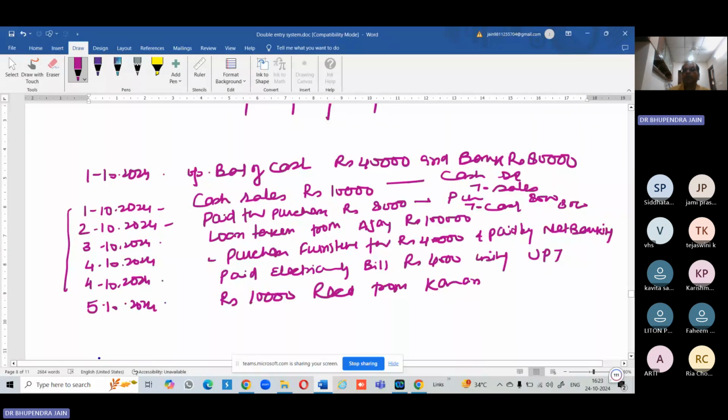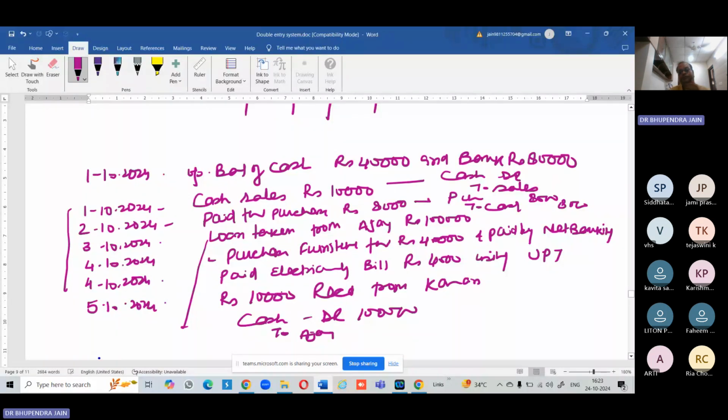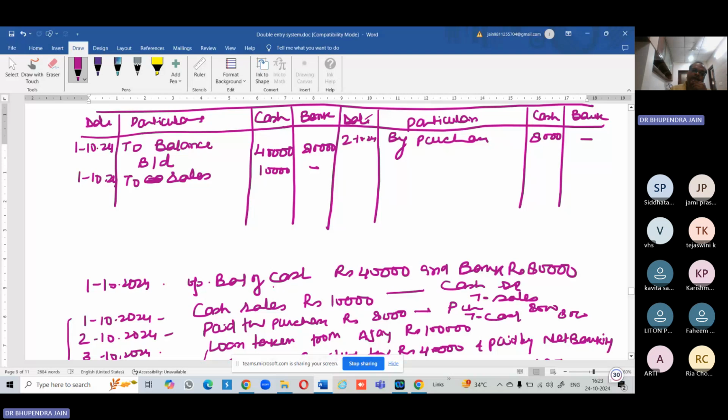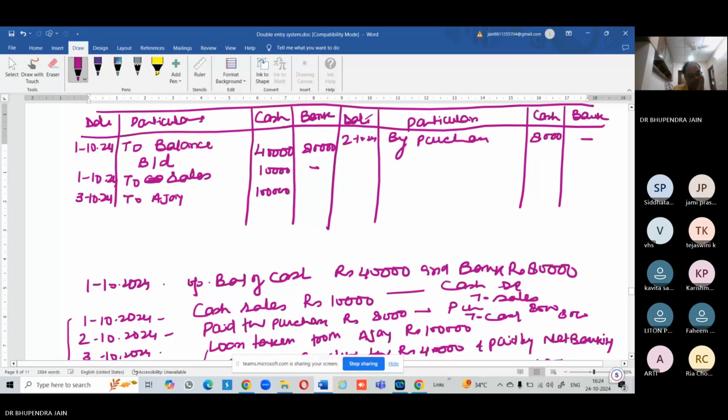Loan taken from Ajay for rupees 1 lakh. It means cash account debit to Ajay, how much? 1 lakh. So cash is coming into the business. So once cash is received, it is entered on the debit side. So first write down the date, the 3rd October 2024, with the opposite side name to Mr. Ajay, and enter in the cash column rupees 1 lakh. Next.